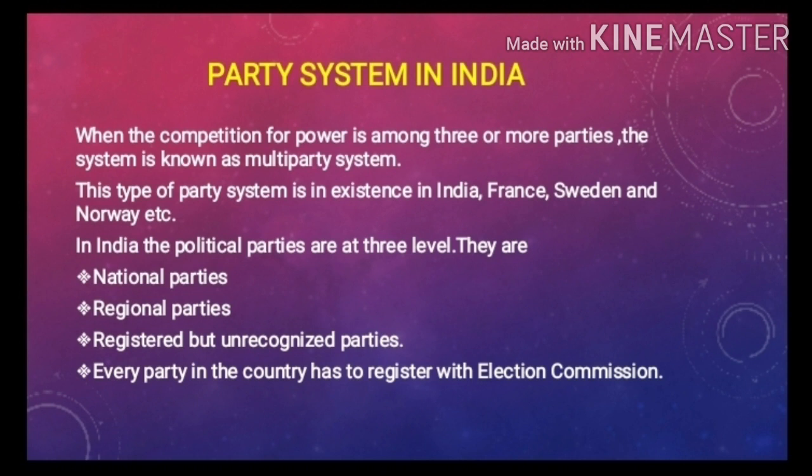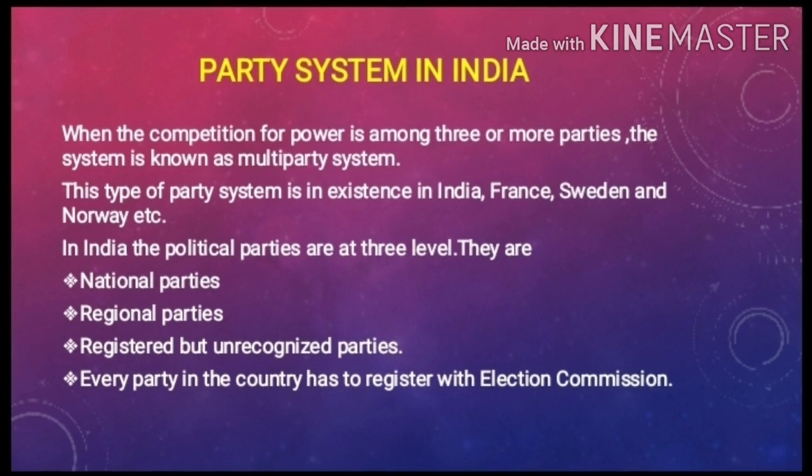In India, the political parties are at three levels. They are national parties, second regional parties, and third registered but unrecognized parties. Every party in the country has to register with the Election Commission. For example, their symbols, their goals and their policy terms must be enrolled with the Election Commission.